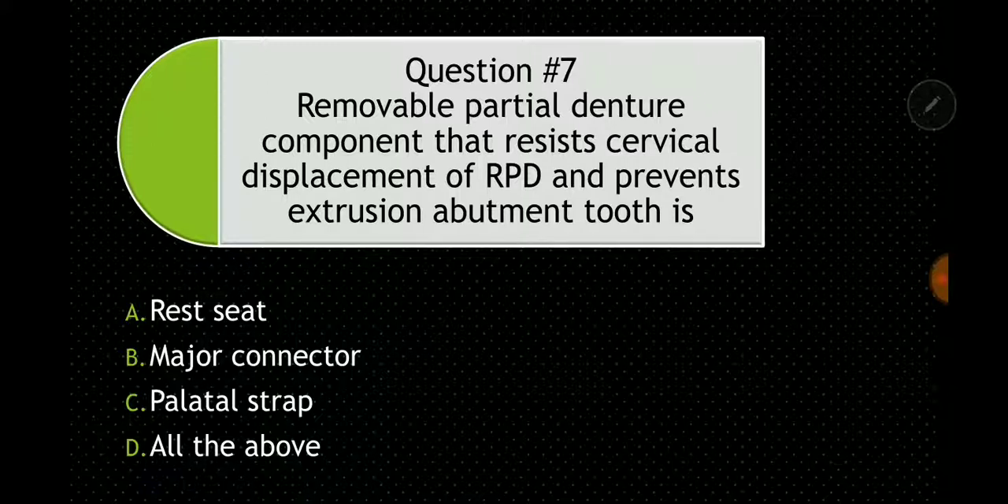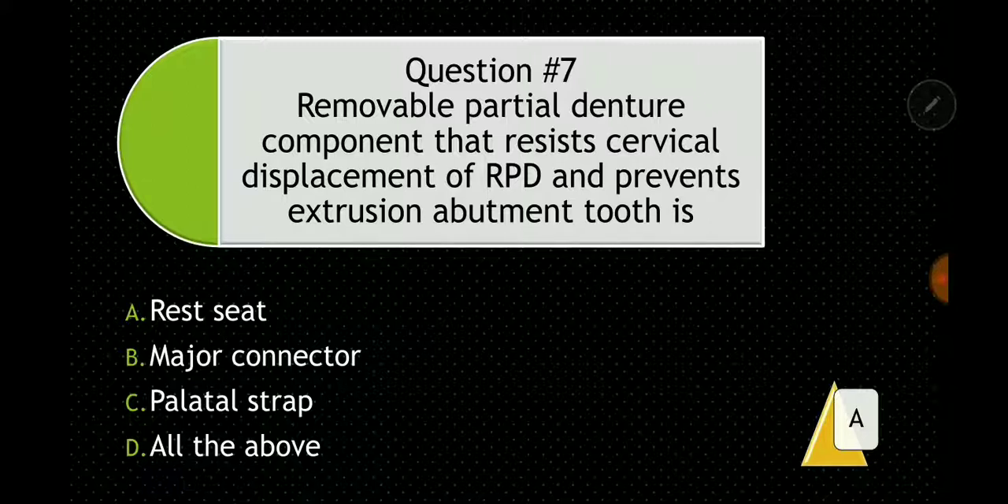All right. So question 7, a removable partial denture component that resists cervical displacement of the RPD and prevents extrusion of an abutment tooth is what? So which component of a removable partial denture prevents extrusion of an abutment tooth? Okay. So is it A, rest seat, B, a major connector, C, a palatal strap, or D, none of the above? Okay, so the answer is A, rest seat.